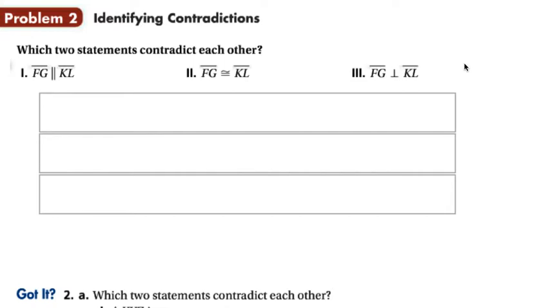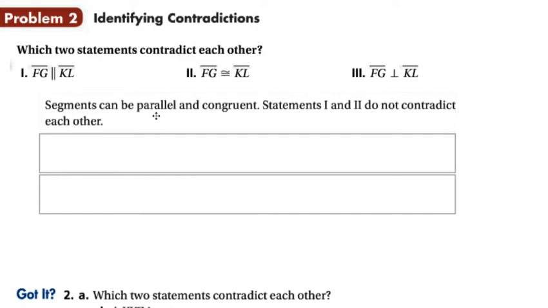All right, so in problem number 2, we're going to look at which of these three statements contradict each other. So statement 1 says segment FG is parallel to segment KL, statement 2 says segment FG is congruent to segment KL, equal in length, and statement 3 says segment FG is perpendicular to segment KL. Well, let's compare the first two. Could we have two segments that are parallel and the same length? And yes, we could. That could actually happen. They can be the same length and still be parallel, so they don't contradict each other.